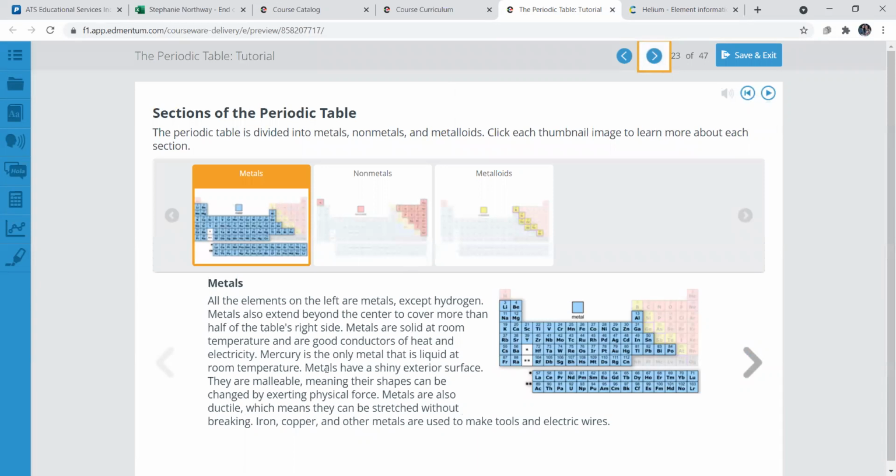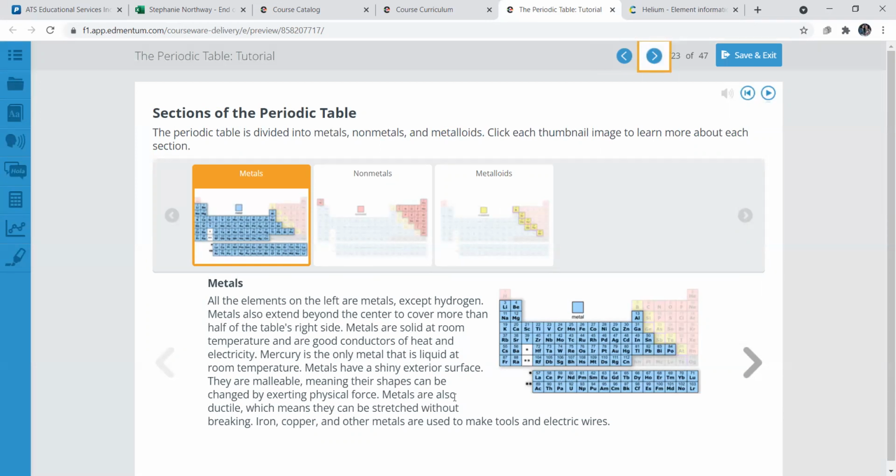So we have metals. Here's the different categories of metals in the periodic table. All elements on the left are metals, except for hydrogen. Hydrogen kind of stands alone, number 1. Metals also extend beyond the center and cover more than half of the table's right side. They're solid at room temperature and good conductors of heat and electricity, and that is something they all have in common. But mercury, fun fact, is the only metal that is liquid at room temperature. Pretty interesting. So mercury was used in thermometers, for an example.